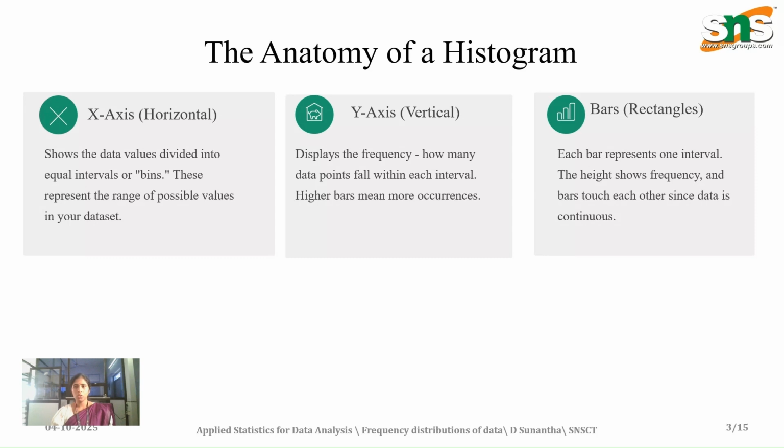Next, bars. Each bar represents one interval and the height shows frequency, and the bars touch each other since data is continuous. Usually, comparing to bar graphs, in a bar graph we show spaces between two bars, whereas in the histogram the bars are connected.